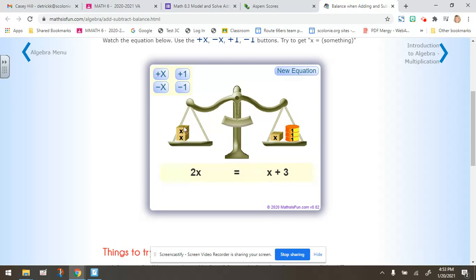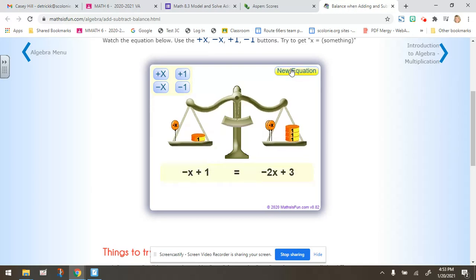What if we got rid of the x's? Let's get rid of this x right here. Let's get rid of one of those. All right, now look at the answer. X equals 3. So that original equation we can solve and get x equals 3 by just taking things off of each side of the balance to keep it balanced.